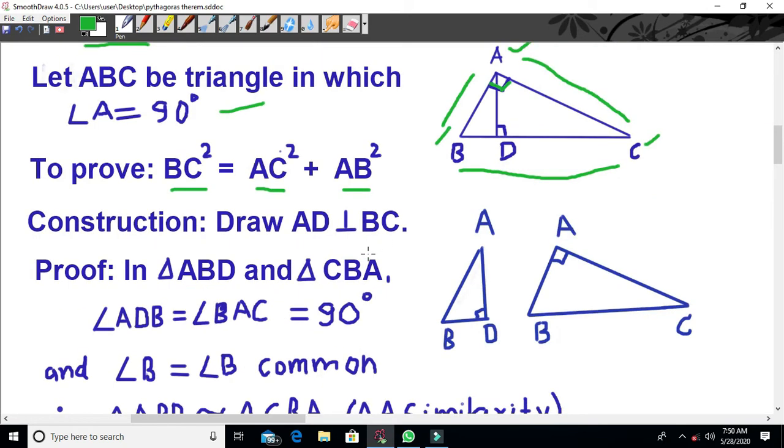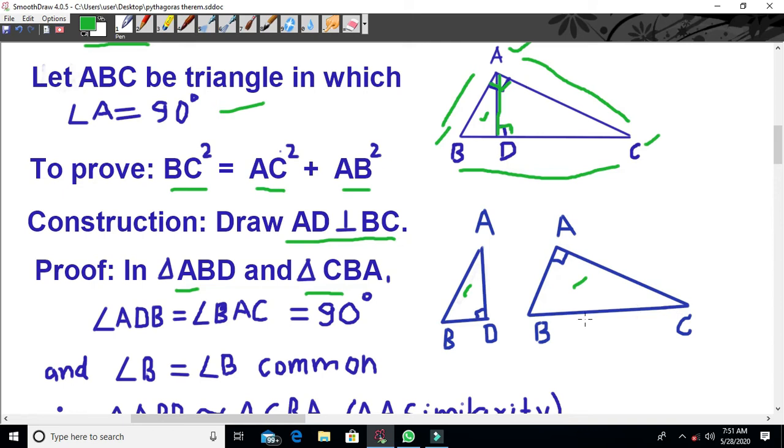Draw AD perpendicular to BC. So we are drawing this perpendicular AD to BC. Prove: in triangle ABD and CBA, see ABD, this triangle, and CBA means the whole triangle, this one, CBA.